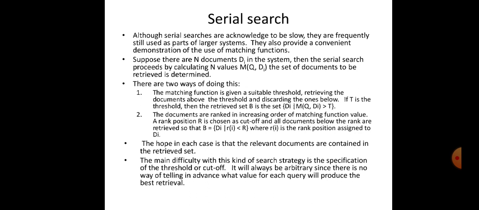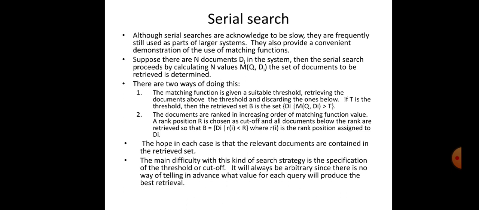Suppose there are n documents di in the system, then the serial search proceeds by calculating n values M(Q, di), and a set of documents to be retrieved is determined. From the values of these matching functions, we will be selecting the documents to be retrieved for the user. So once these matching values are found, we can select the retrieved documents in two different ways.